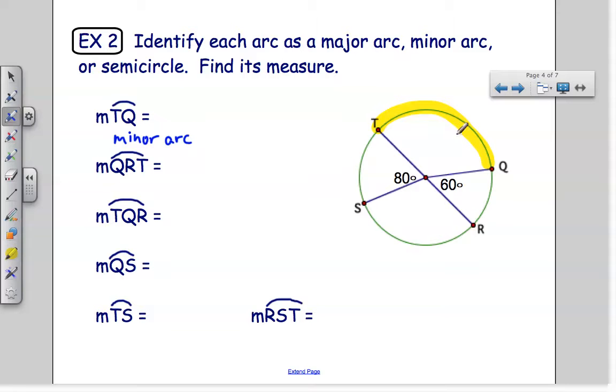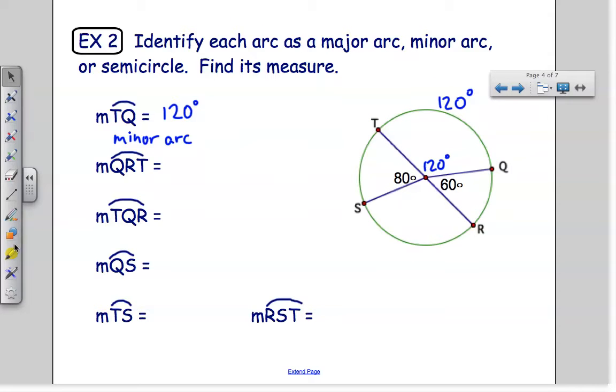What is its measure? Well, I don't know the central angle for that arc TQ, but could I find it? Notice I have a diameter here. These two angles then are a linear pair. They have to add up to 180 because of the straight line. So if this is 60, wouldn't this have to be 120 degrees to add to 180? Now I do have the central angle for arc TQ, so it must be 120 degrees.